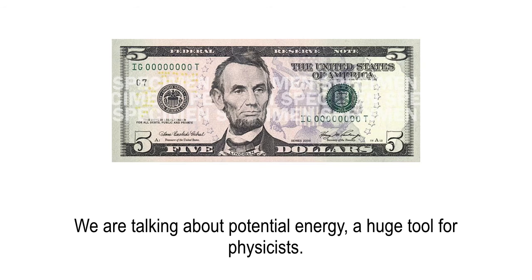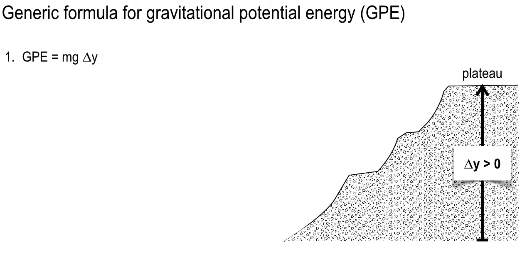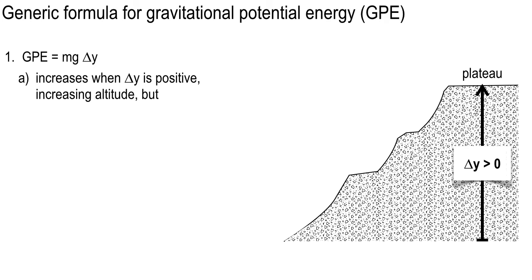And it is a huge tool for a physicist. Now, the generic formula for gravitational potential energy at the surface of Earth is just mg delta y. And in this formula, students, yes, you must use a negative 9.8. And therefore, when delta y is positive, you must use positive 9.8 in this formula.